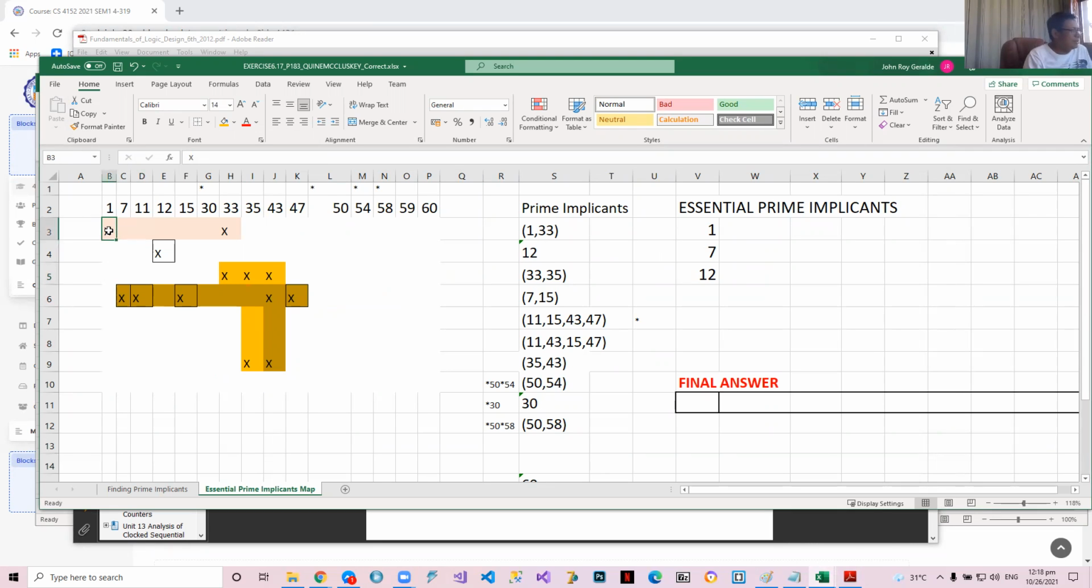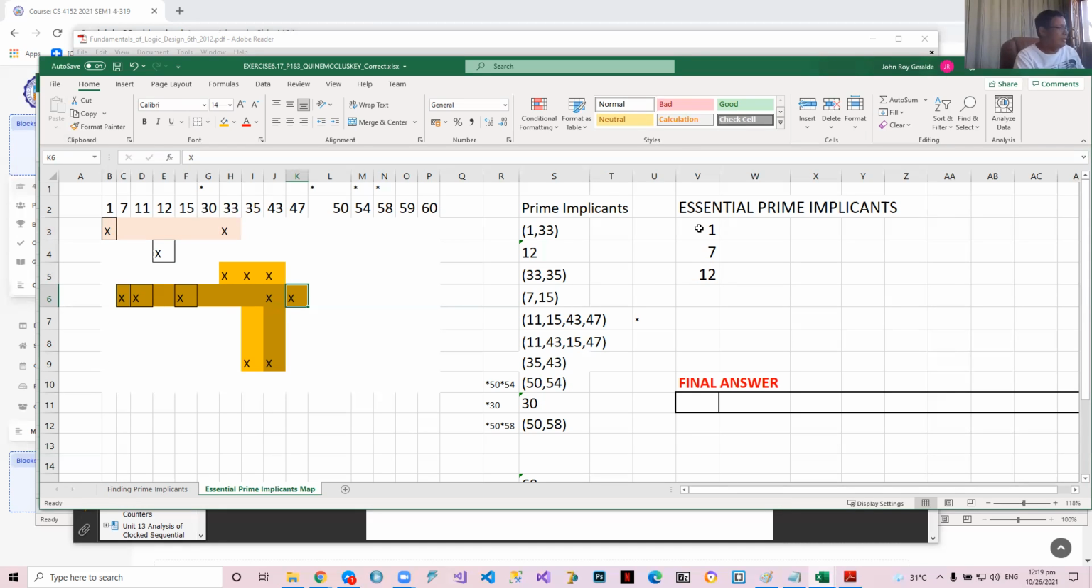The essential prime implicants are those that are marked with an X. These are really essential. Those that are ones, 133. This is essential. 33, these are essential. They are really included, the ones that are individual in the same column. So anyway, what are the essential prime implicants?